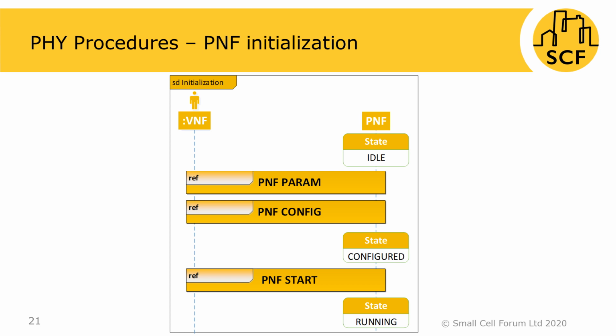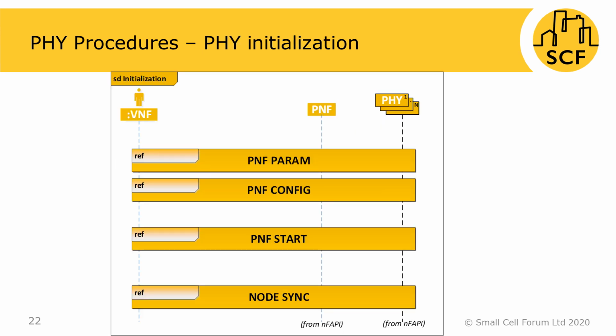After the PNF is in running state, then the FI undergoes its own procedures, param, config, start, to move the FI to its own idle, configured, and running states. And finally, the node sync procedure maintains delay management between the VNF and the FI, so the VNF can appropriately target slot-based messages to the FI. Each of the FIs has to undergo a FI initialization procedure.